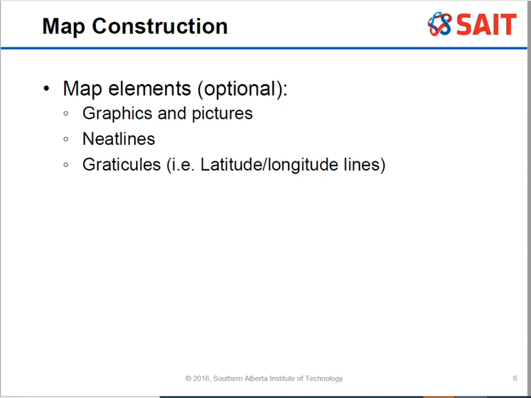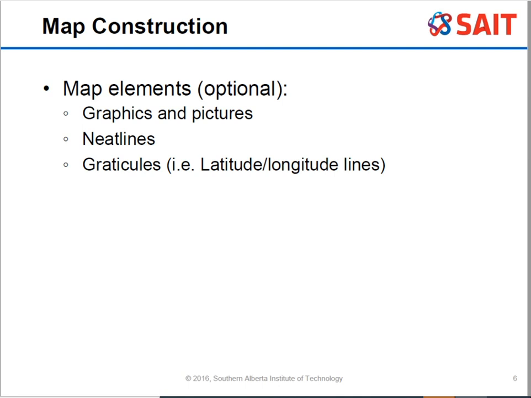So let's go to the next slide here. It says some of the optional ones. So graphics and pictures is definitely optional. Neat lines, I actually consider a neat line to be a requirement because it sets that map in place. What a neat line is, is the border around the map. So it creates that beginning and end of the map and brings the eye to the center.